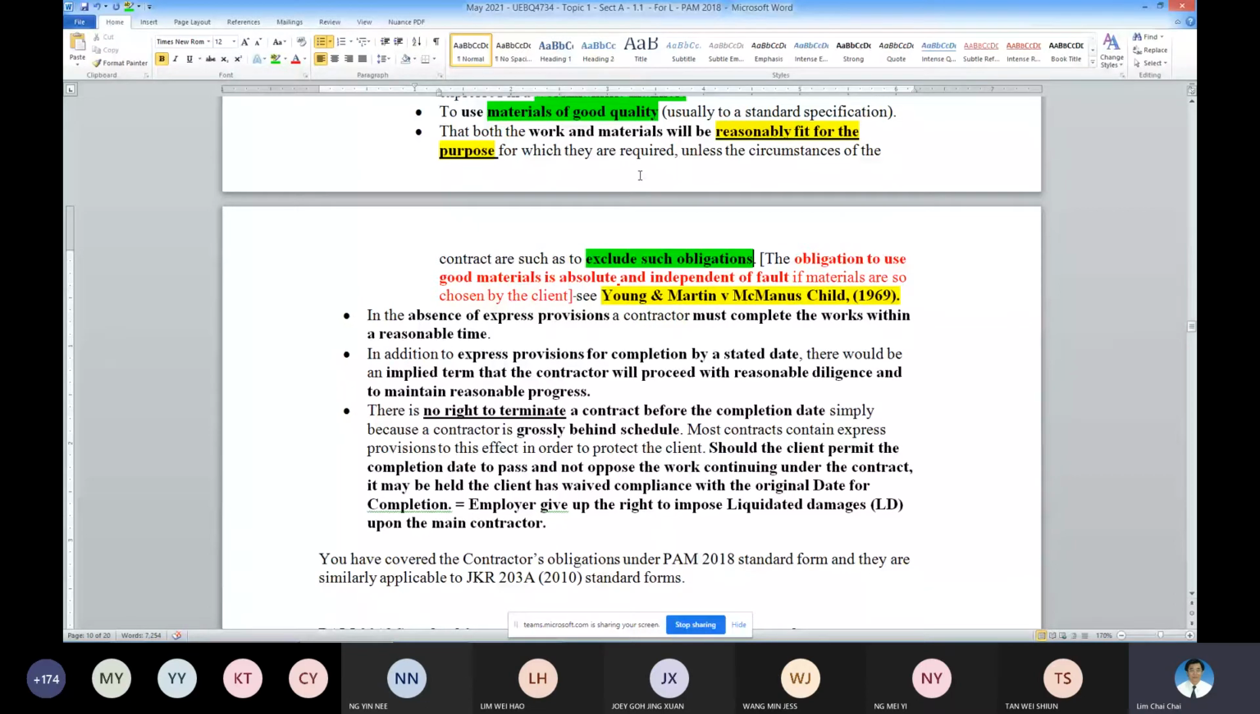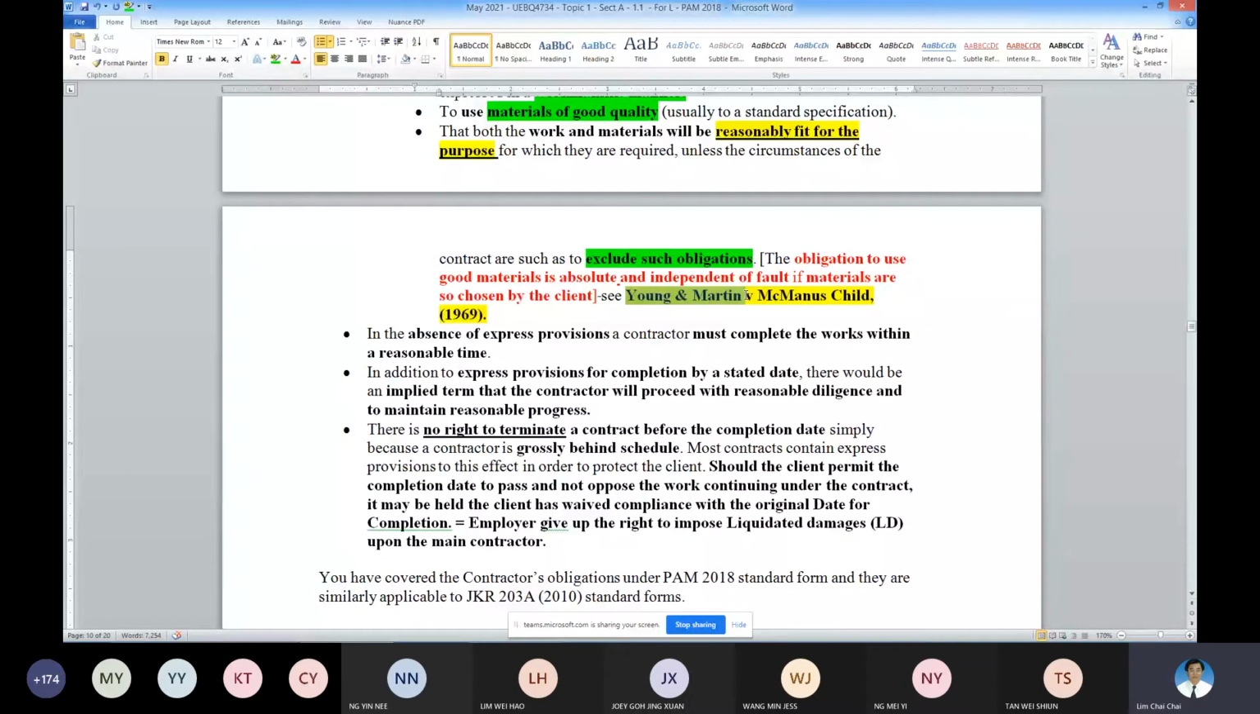The obligation to use good material is absolute and independent of fault if the materials are so chosen by the client. If the material is already specified by the client, and then it is not fit for the purpose, it is the contractor's responsibility. The case law to support this is Young and Martin v McNamara's, 1969. It will give you the legal support why the contractor must produce good quality work, fit for purpose, unless excluded from the contract.